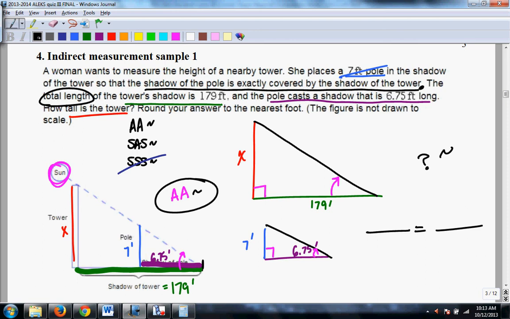Now there's a couple ways I can go here. It honestly doesn't matter. I could go this way: x over 7 equals 179 over 6.75. Or I could do x over 179 equals 7 over 6.75. Notice what's important is the direction you start with is the direction you finish. So I'm going to do that first direction. I'm going to go top-bottom. So x over 7 equals top-bottom 179 feet over 6.75 feet.